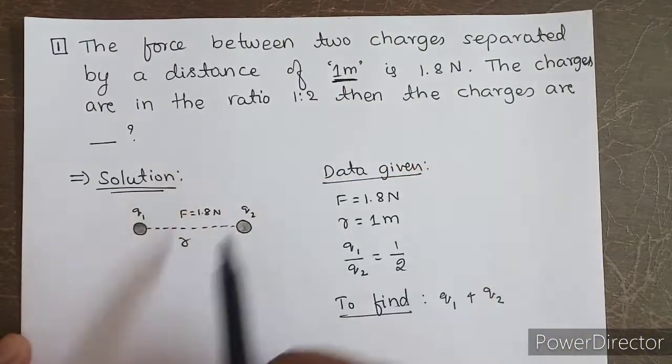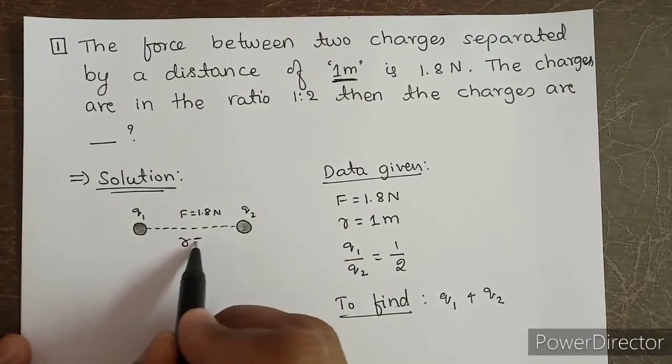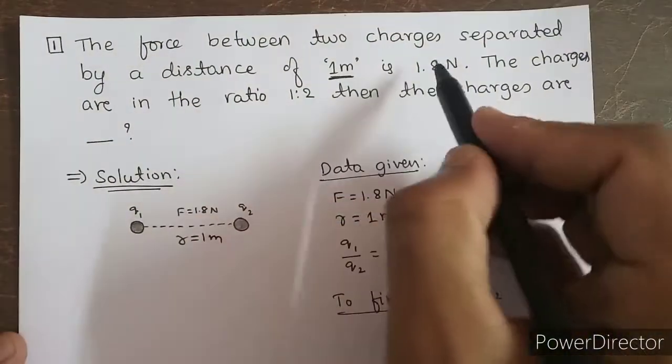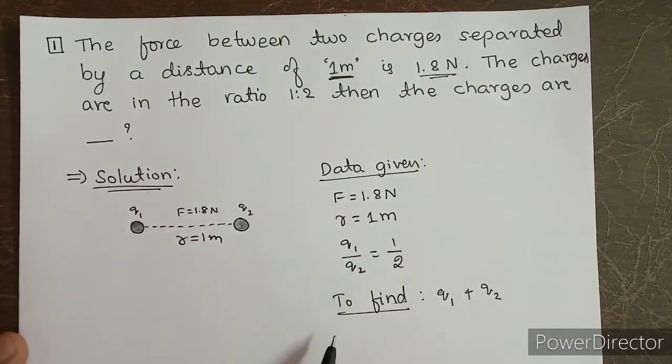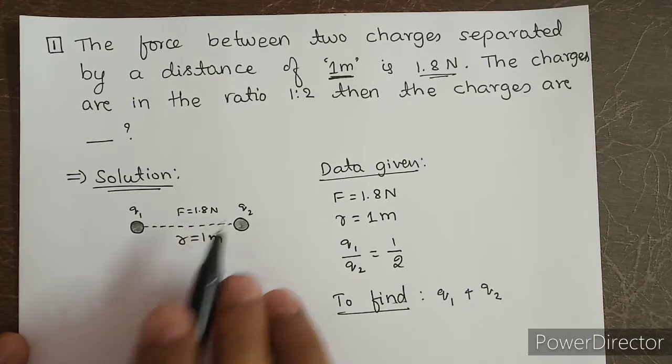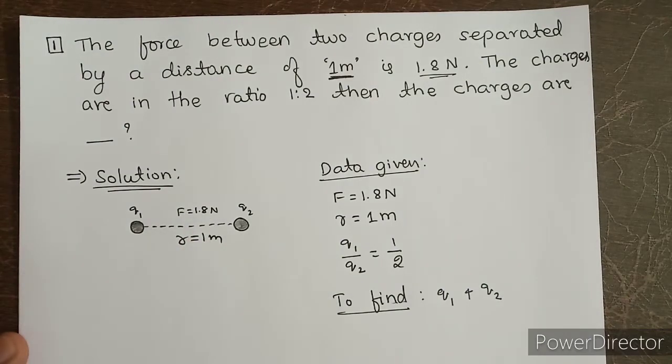So R value is 1 meter. This one is 1 meter. It is in SI unit only. Then the force between them, it may be attractive or repulsive. They have not given that, but force between them is 1.8 Newton. Force is given, R is given.